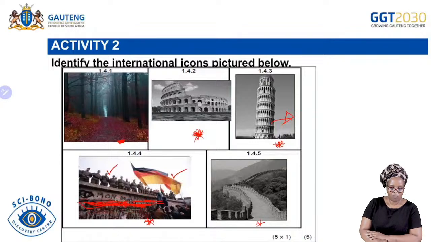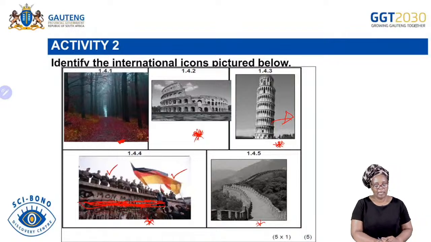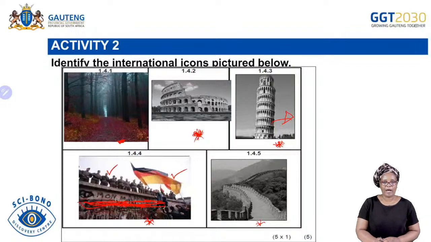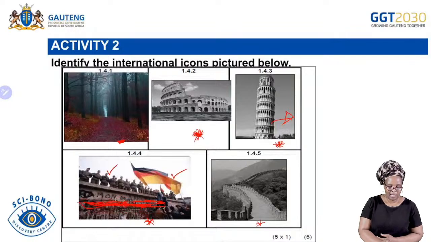Remember, it was used to separate or divide East Berlin, East Germany, from West Germany. This is the Berlin Wall.